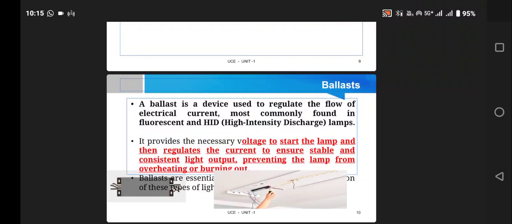A ballast is a device used to regulate the flow of electrical current, most commonly found in fluorescent and high intensity discharge lamps, that is HID lamps. It provides the necessary voltage to start the lamp and then regulates the current to ensure stable and consistent light output, which prevents the lamp from overheating or burning out. Ballasts are essential for the safe and efficient operation of this type of light. The ballast is represented in the image given in the slide.